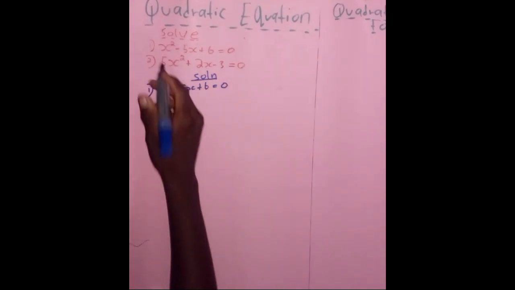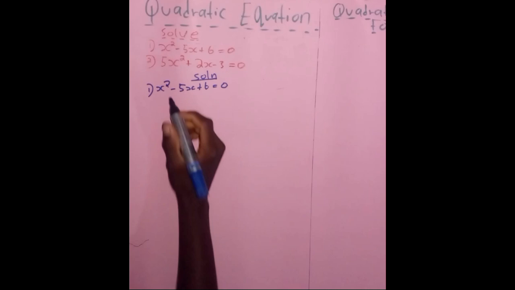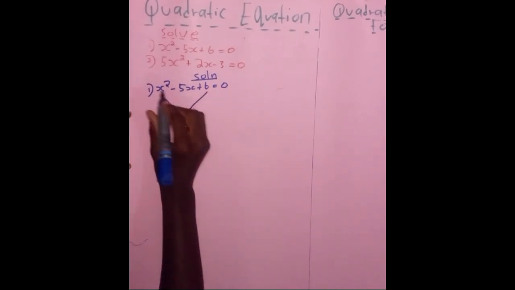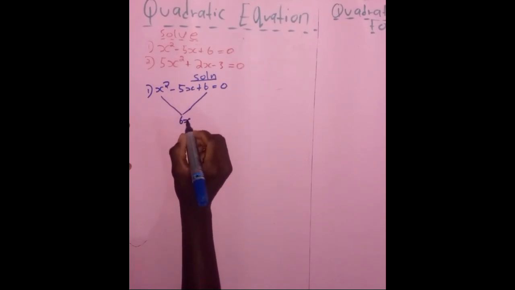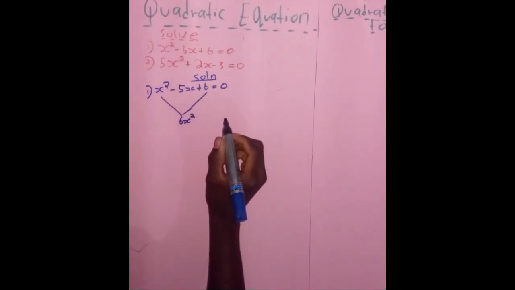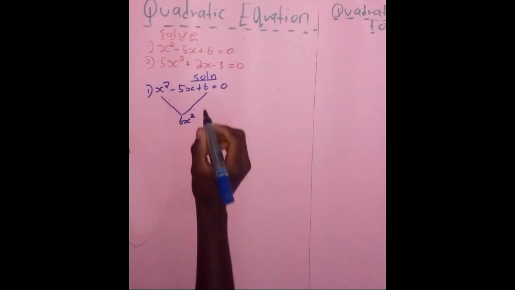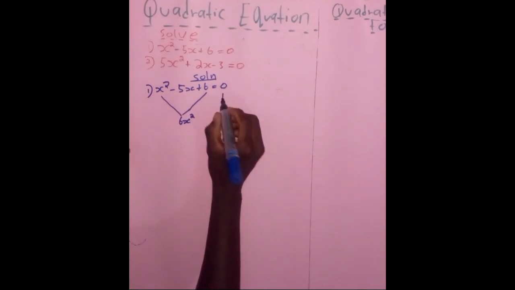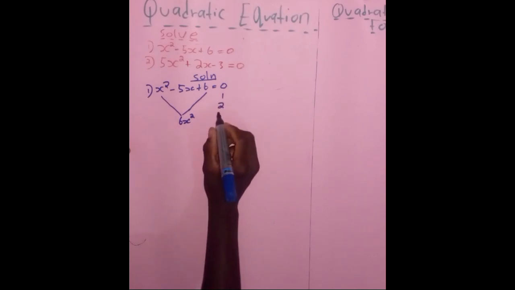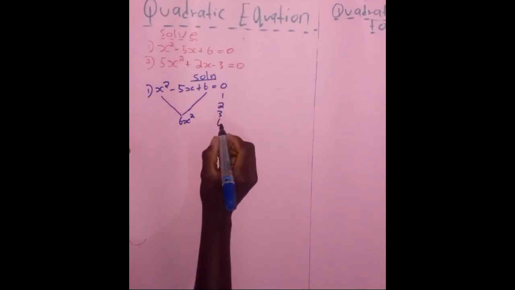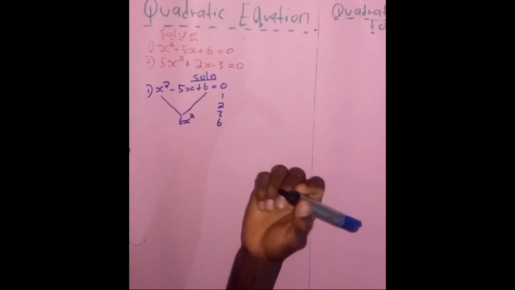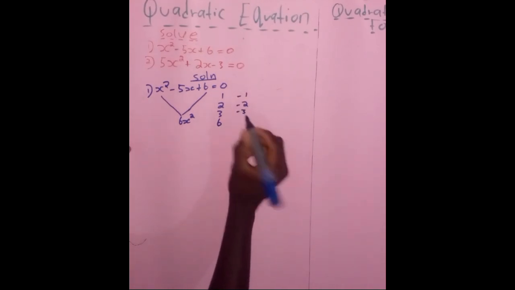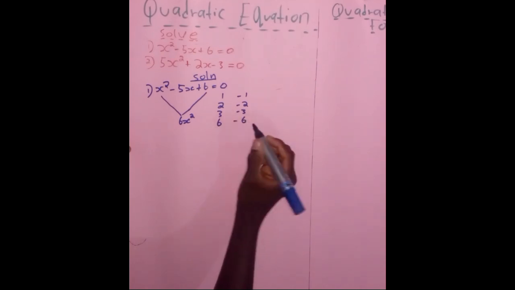Okay, to calculate this using the factorization method, we have to multiply the first and the last, which is x squared times 6. We're having 6x squared, and we have to find the multiples of 6. The multiples of 6: 1 is a multiple, 2 is a multiple, 3 is a multiple, and 6 itself is also a multiple. And also minus 1, minus 2, minus 3, and minus 6.